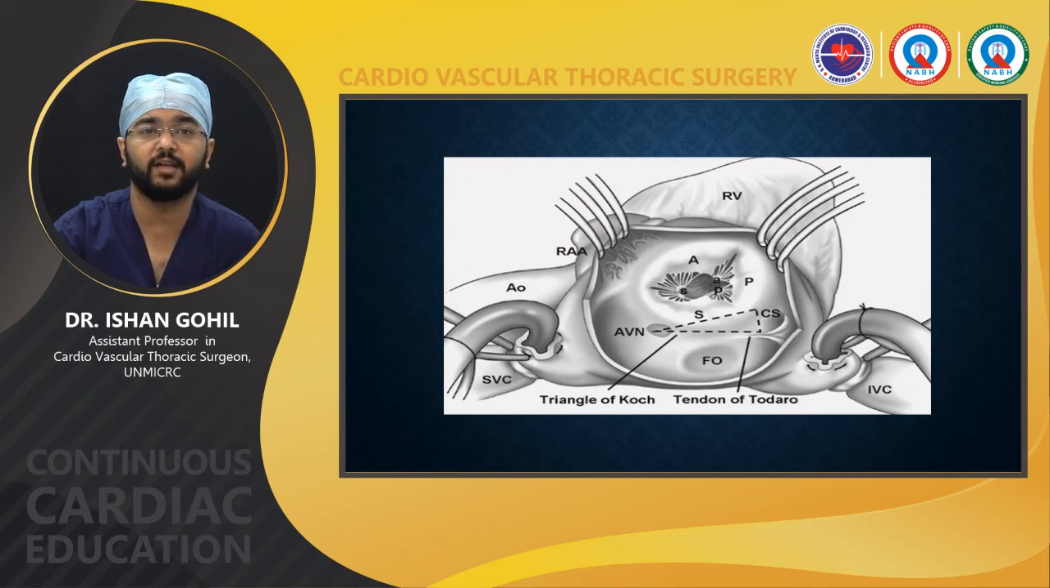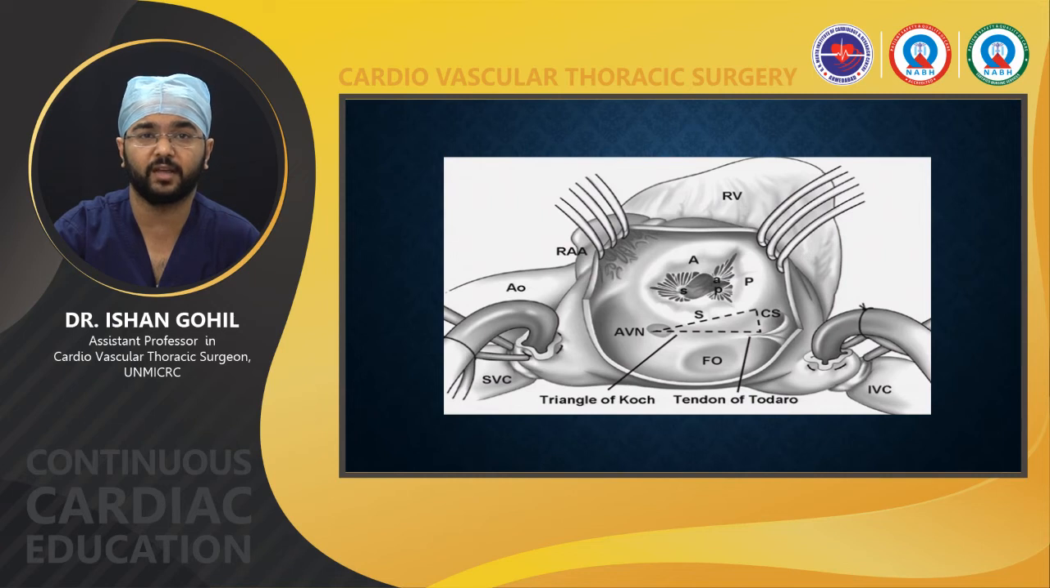Now there is a triangle which we see in the RA, which corresponds to the tendon of Todaro. The tendon of Todaro is a fibrous structure which corresponds to the junction of the Eustachian and Thebesian valves as it goes towards the septal leaflet, and it is parallel to the attachment of the septal leaflet. The other side of the triangle is formed by the attachment of the septal leaflet to the annulus, and the third side is the coronary sinus.